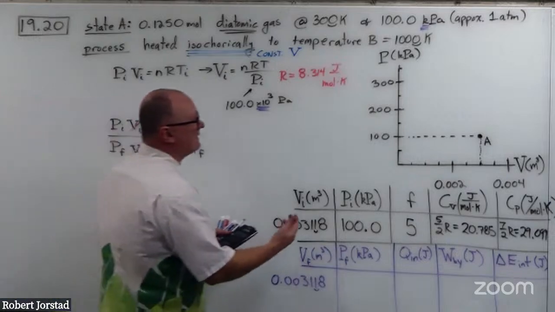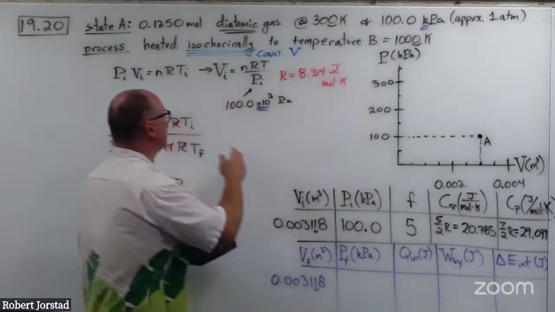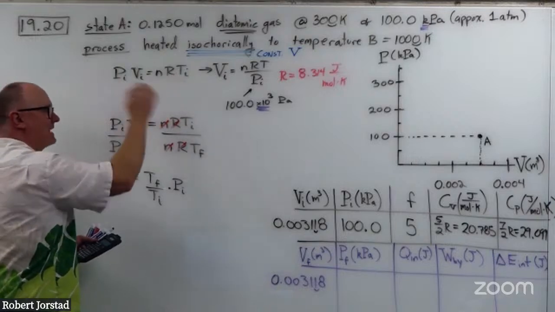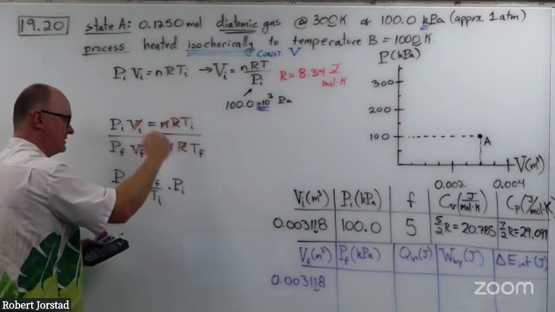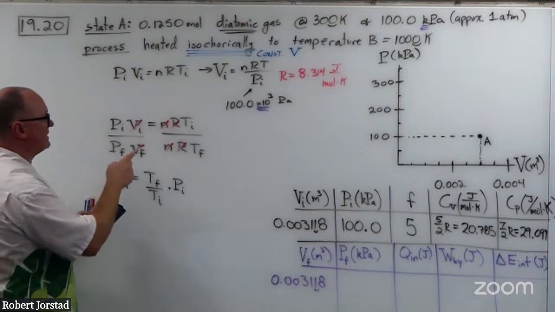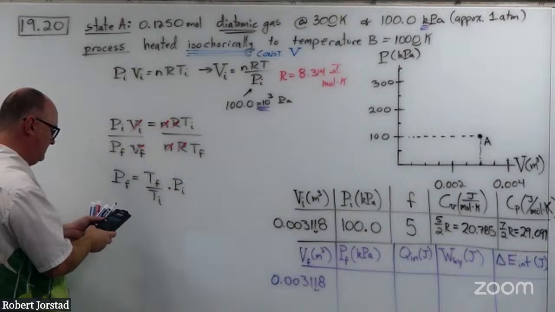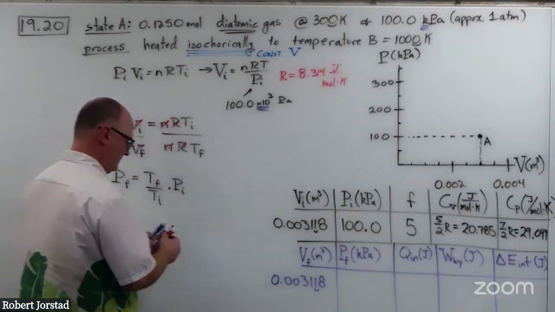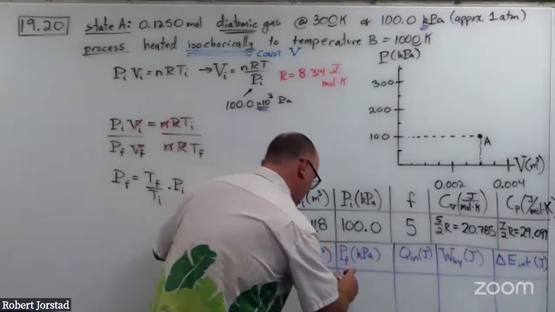Notice we're not using Celsius, right? Because this came from P equals nRT. This does not have a delta T in it. Gotta use Kelvin. Can't use Celsius. All right. Times, what was the initial pressure? 100. So 333 kilopascals.